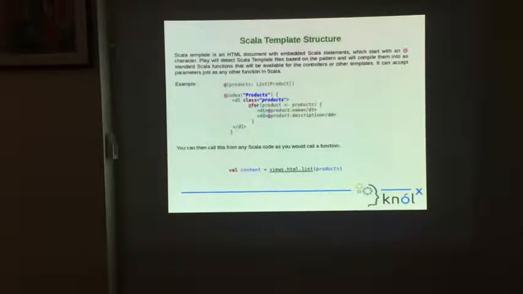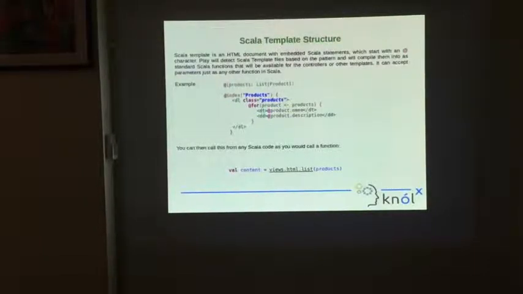Actually, Twirl and the Scala compiler parse the Scala template and create the object. For example, this is a simple Scala template. It can accept parameters just as any other function in Scala. You can pass parameters to the template. Suppose here we pass the products, a list of product. Product is a case class.